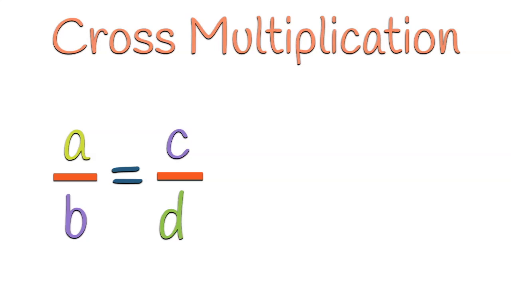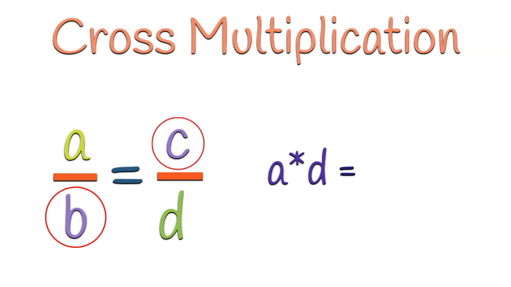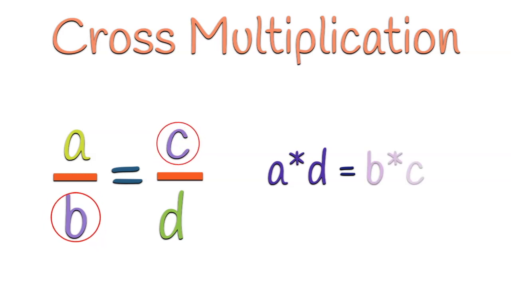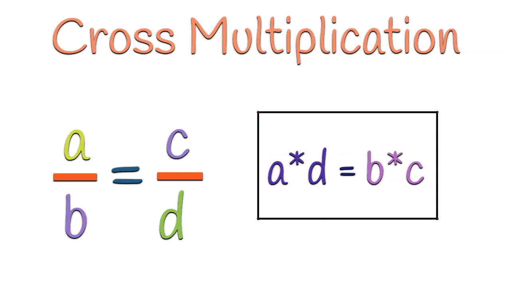To perform cross multiplication, we multiply the numerator of the left-hand ratio by the denominator of the right-hand ratio. And we multiply the denominator of the left-hand ratio by the numerator of the right-hand ratio. Then we set the two products equal to each other and solve for the unknown.